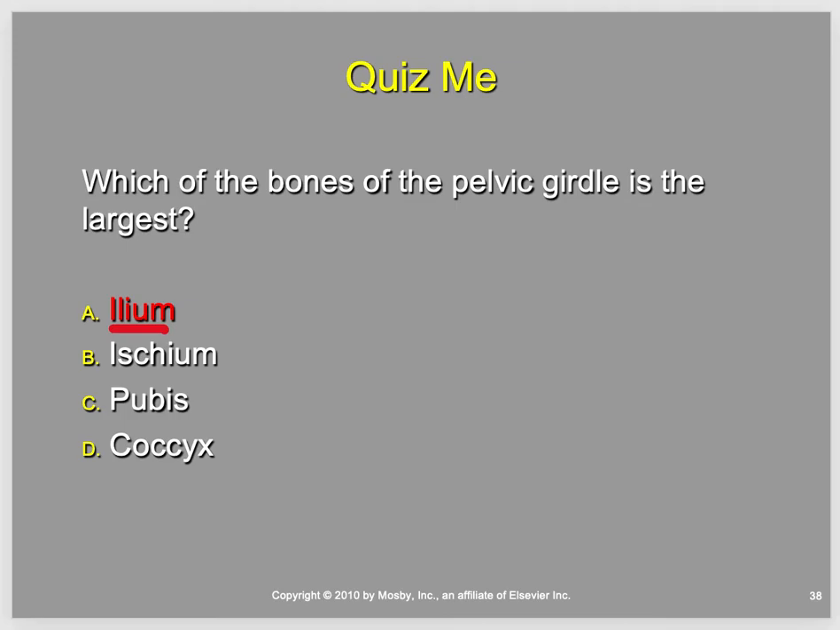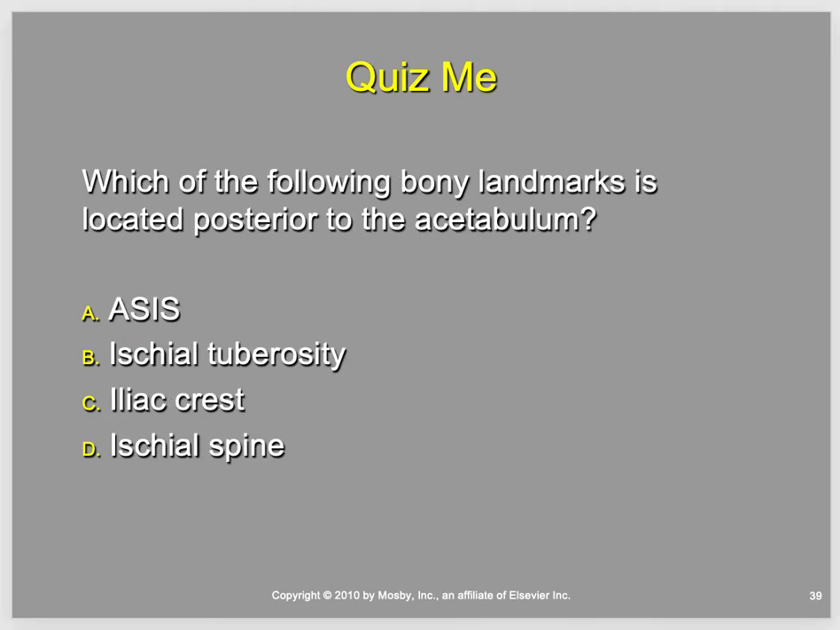Okay. Which of the following bony landmarks is located posterior to the acetabulum? Is it the ASIS? Is it the ischial tuberosity? Is it the iliac crest? Or is it the ischial spine? We're looking for posterior, and that would be the ischial spine, which is posterior to the acetabulum.